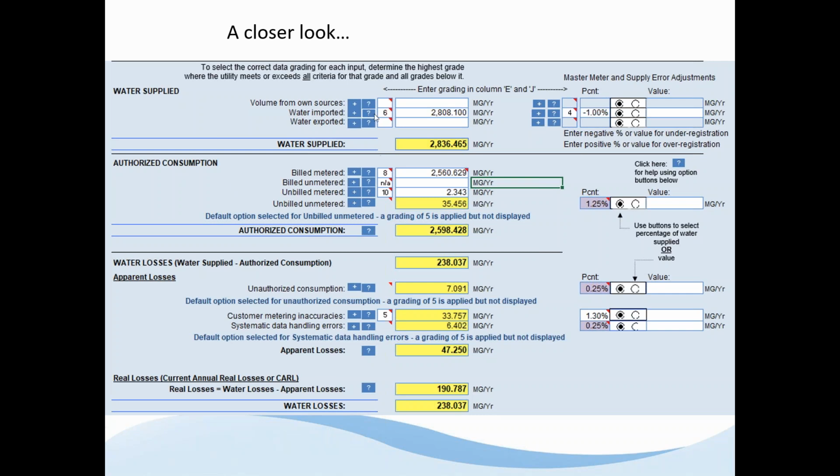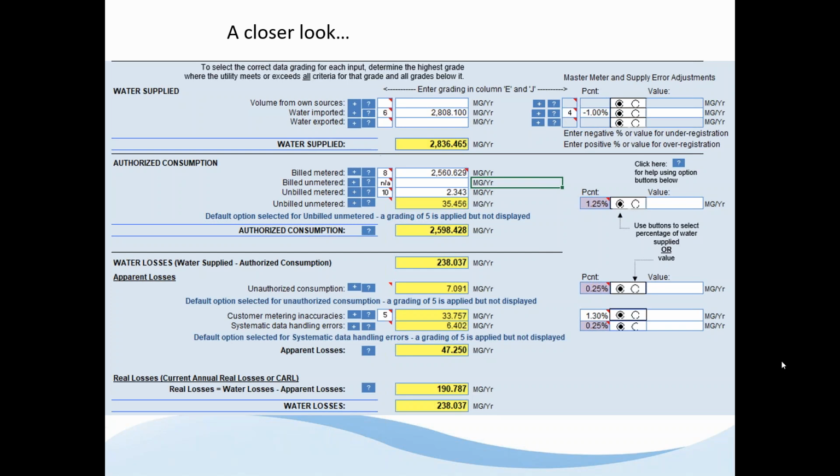The utility buys all their water from an agency. So they had a confidence level of the information they received from that agency of a 6. They felt the meters were only inaccurate, but they really didn't know. So they just, in this case, gave their best guesstimate that it would only be off by 1%.